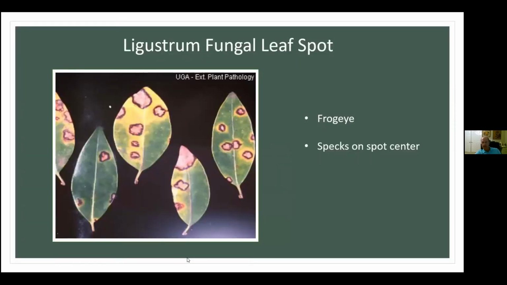Leaf spot on this ligustrum is referred to as frog eye and is caused by the fungus Cercospora. The fungus causes numerous small, roughly circular, tan to brown leaf spots with reddish purple borders. This fungus may also affect juniper, hydrangea, azaleas, and pansies.